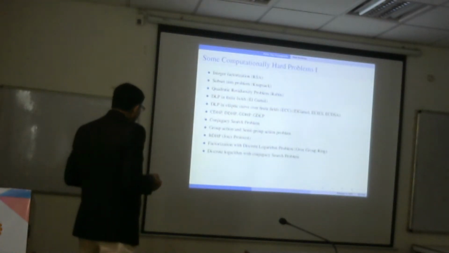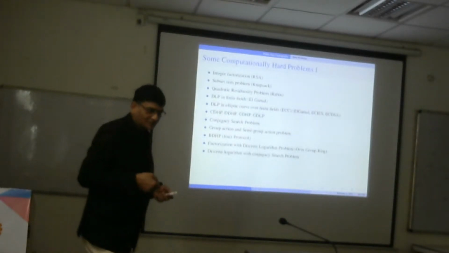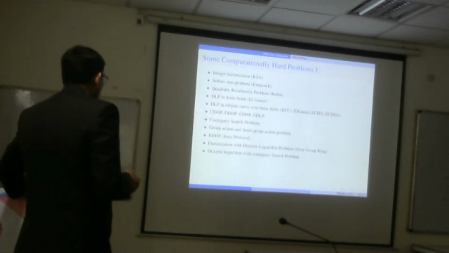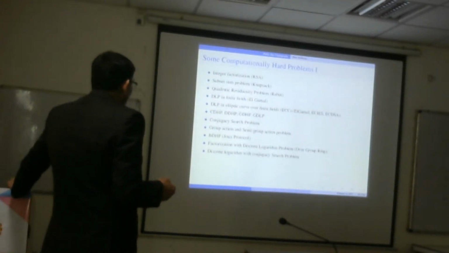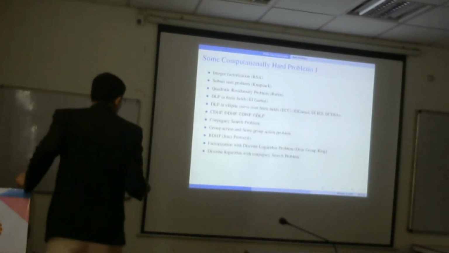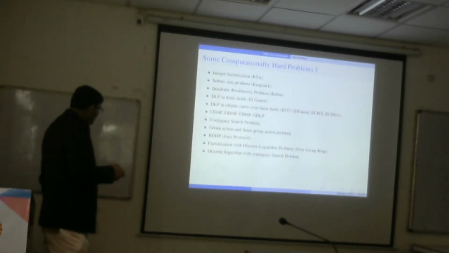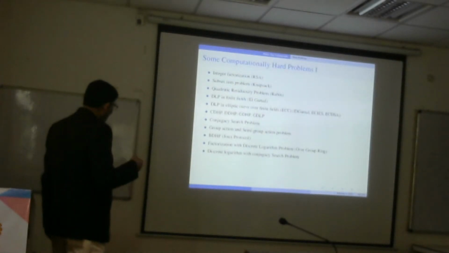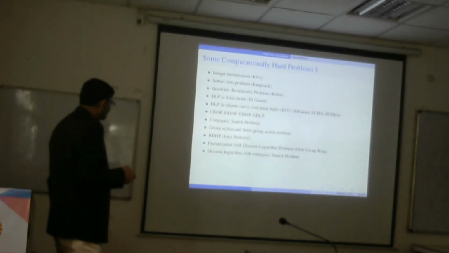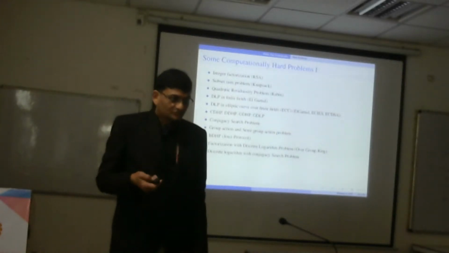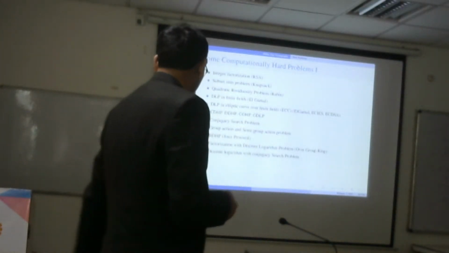So what are the mathematical problems which we use to design public key cryptography? That is the integer factorization problem, which I just discussed, the subset sum problem, quadratic residue problems, and the discrete log problem in finite fields. These are the important mathematical concepts. Then different versions of that: the computational Diffie-Hellman problem, decision Diffie-Hellman problem, and conjugacy search problem. These are all mathematical problems, and all of them are computationally intensive. So, to break the system, you have to solve these kinds of problems.